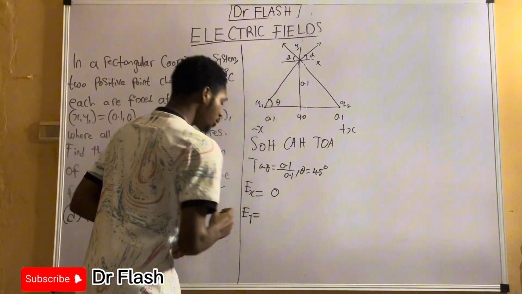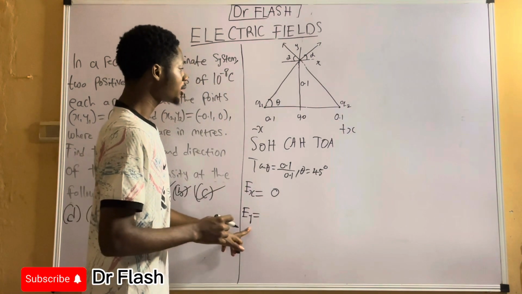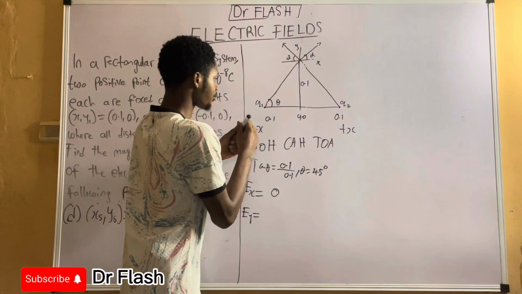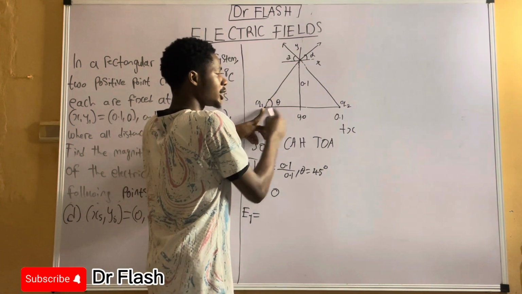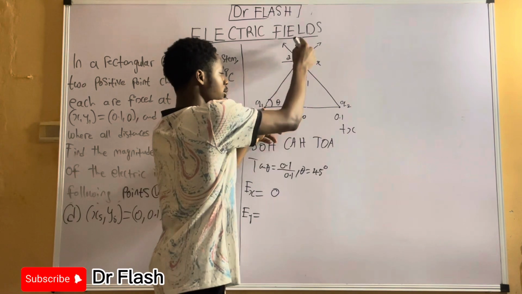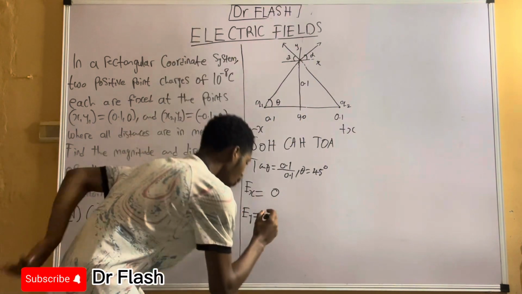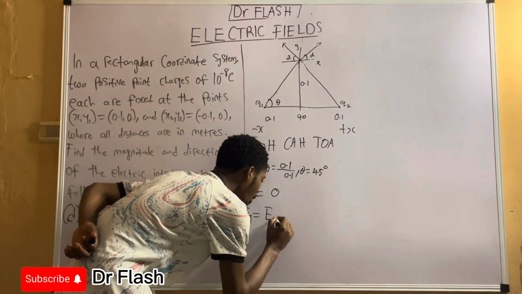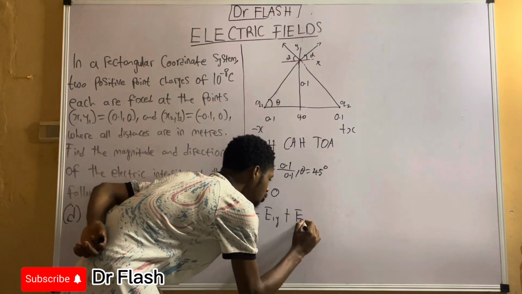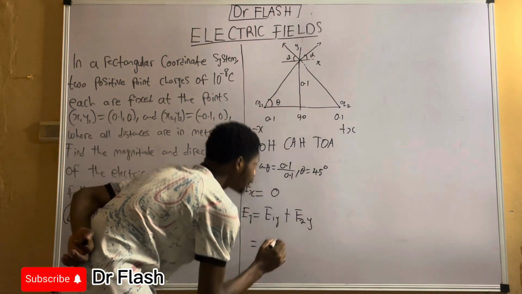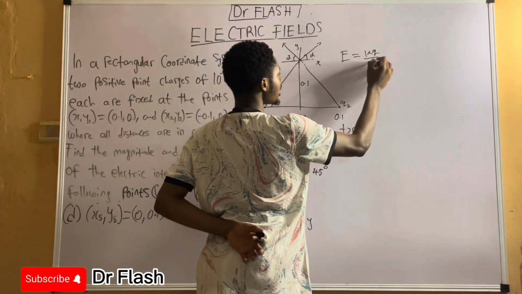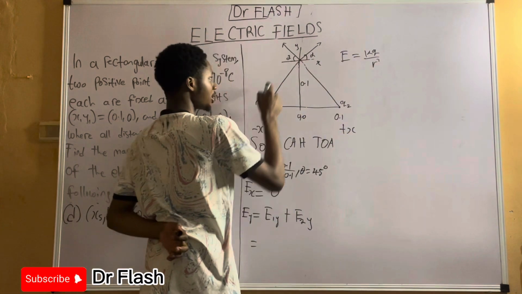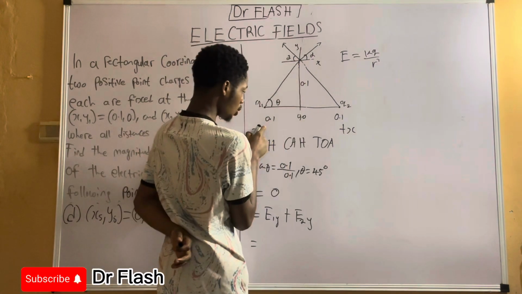How then do we solve for EY? Now EY will be equal to the electric field of this one plus the electric field of this one at any point here. To do that, we are going to have E1Y plus E2Y. Remember, the formula for calculating the electric field remains E equals KQ divided by R squared, where R is the distance from here to here, and we already found this distance. Oh, we've not done that.